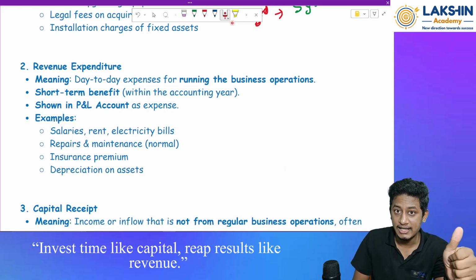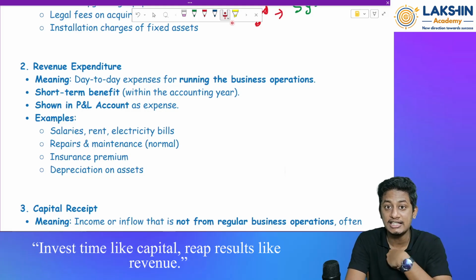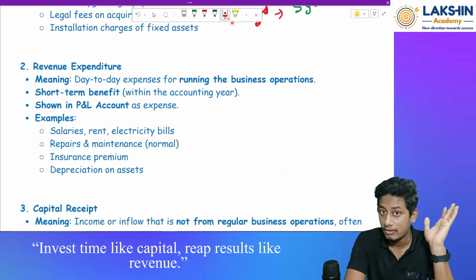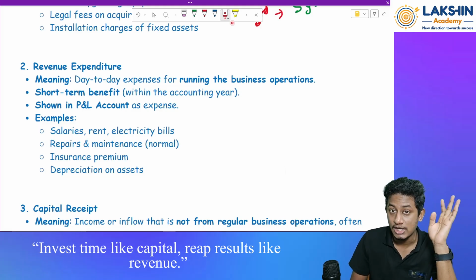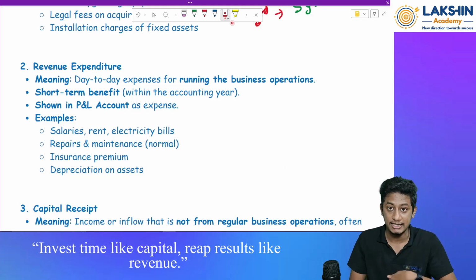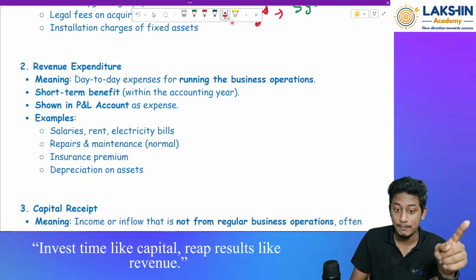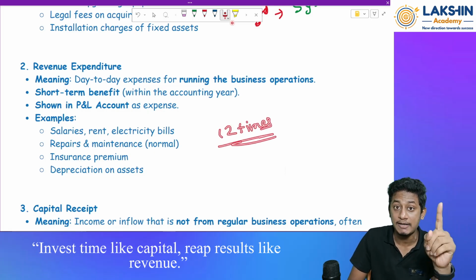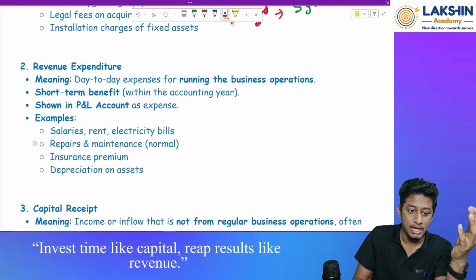So when do I pay salaries? On a monthly basis. Have you seen anywhere that the salary is paid on a yearly basis? No, never. Salary is always paid on a monthly basis. Then rent, electricity, everything is paid on a monthly basis. So that means these are recurring expenses. I am going to pay it again and again on a monthly basis. That means in a single year I will pay it around 12 times. That means it is a recurring expense. I am paying it again and again.